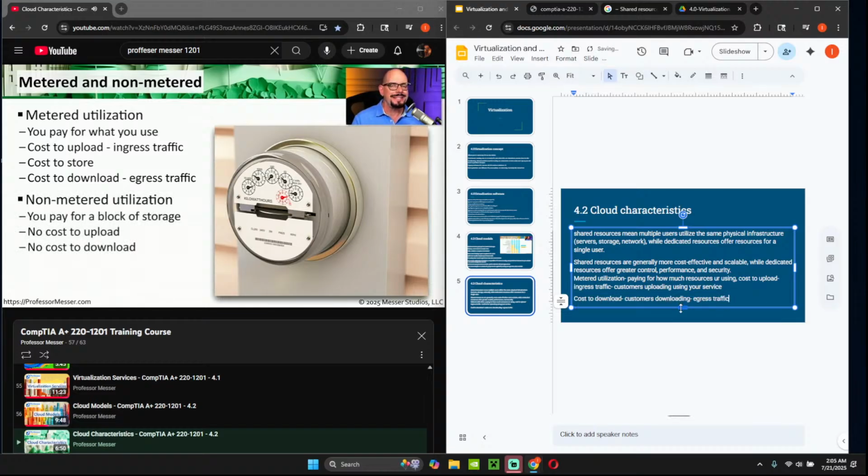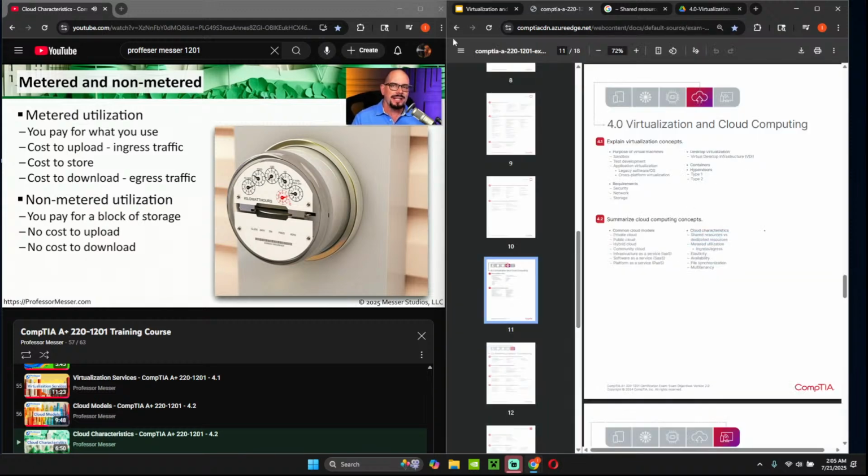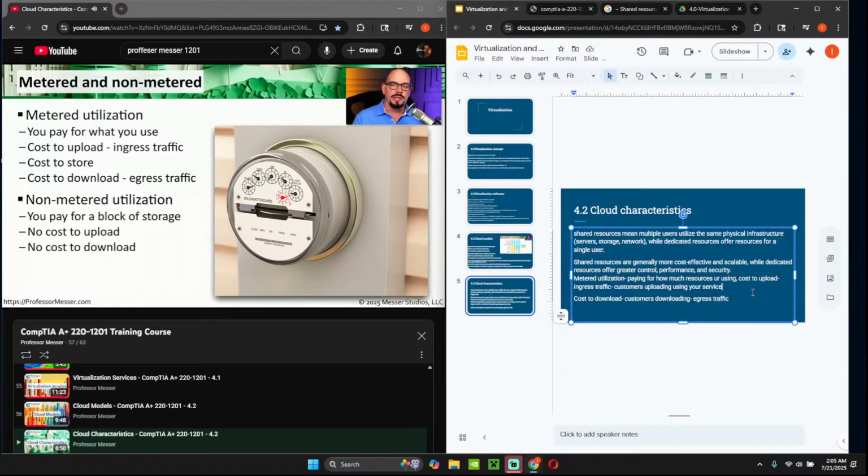On the consumer side, we tend to see a lot of cloud-based services priced on a non-metered basis. This means that it is a fixed price for a certain amount of resources, and those services generally charge you based on the maximum amount of storage that you could use. For example, you might pay a certain amount for 2 gigabytes of storage in the cloud. And no matter how much you upload or how much you download, you're always paying the same amount every month for that maximum block of storage.